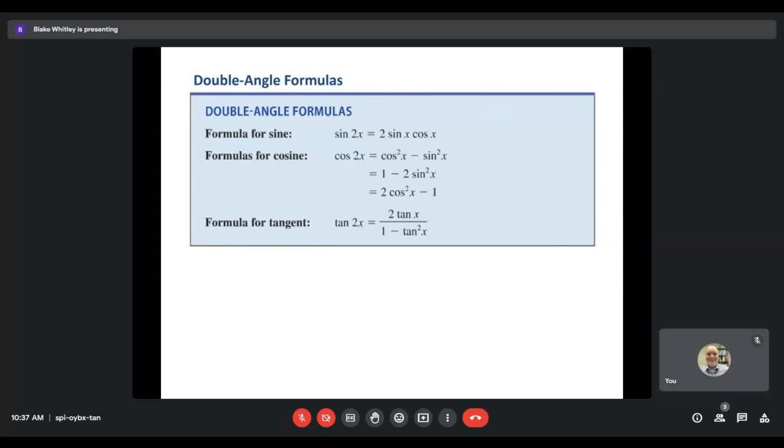Now notice here with the cosine of 2x, we have 3 different options. All 3 of them will give you the same result, but in some cases, one of them might be easier to use depending on the problem that we're working on, right? And so I'll try to point out as we go through what tells me which of those 3 formulas I might want to use. And then with tangent of 2x, again, we only have one formula for that. And so we get 2 tangent x over 1 minus tangent squared x.